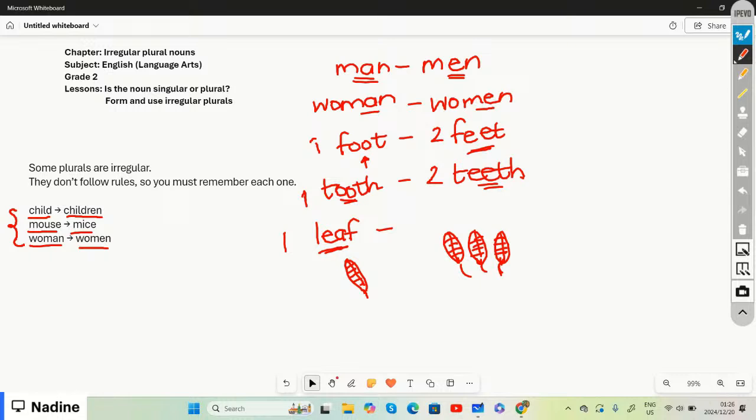And if we were to identify more than one leaf, then we can say it is leaves. There's three or more leaves. And you see how the word changes from one leaf to three or more leaves, right? So one leaf, three or more, or two or more leaves.